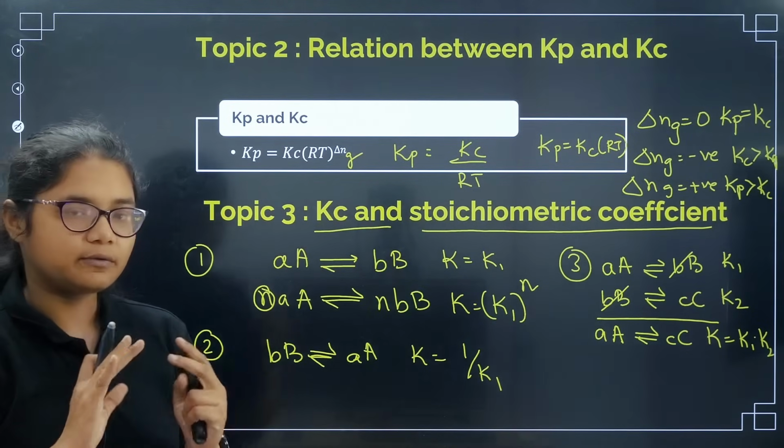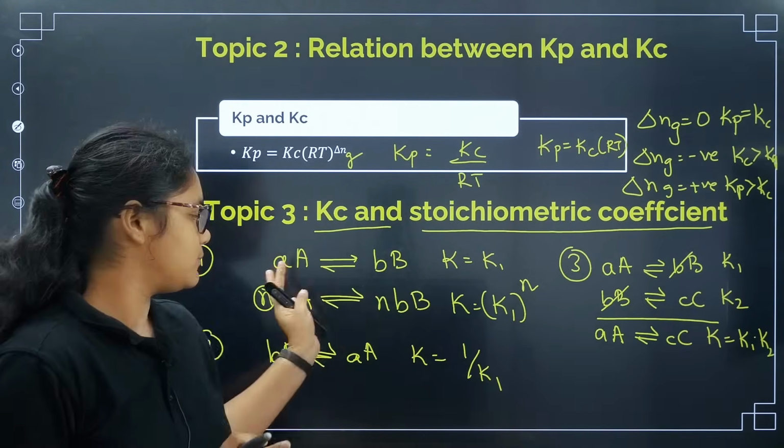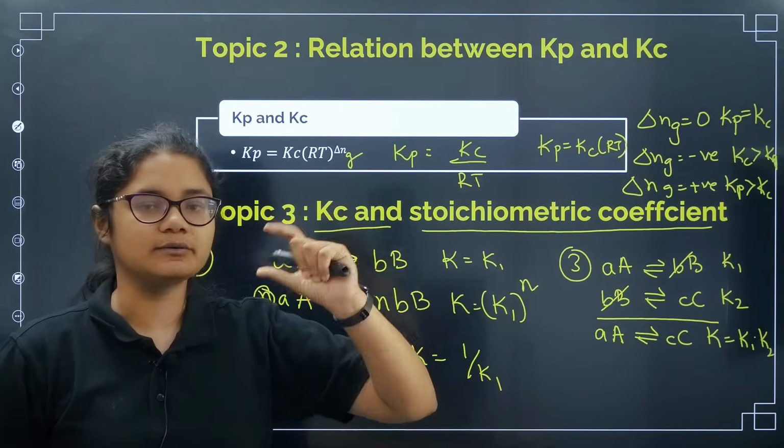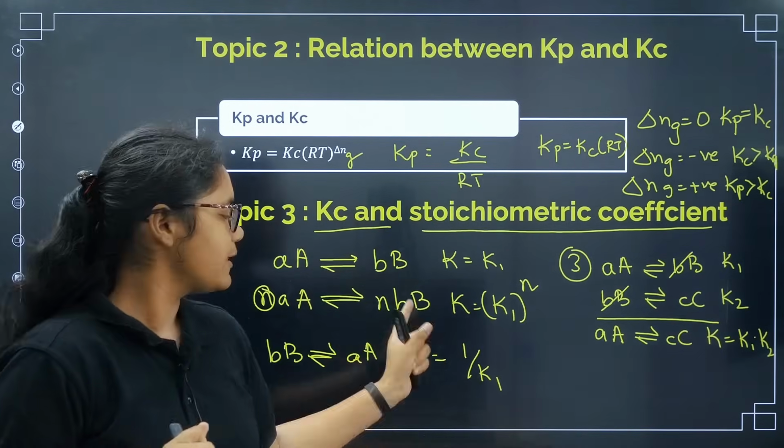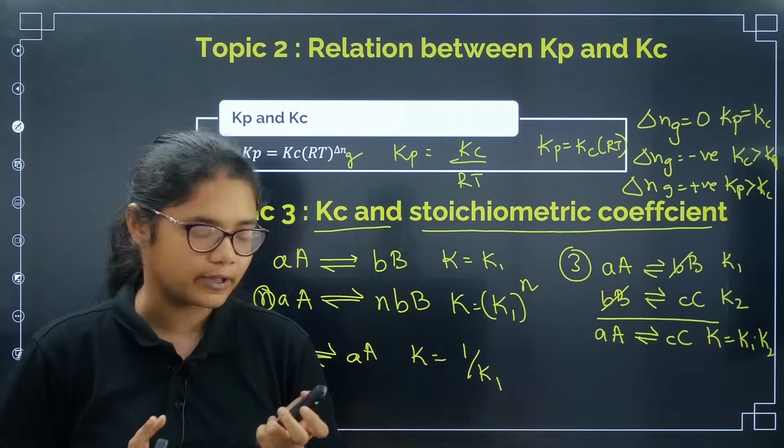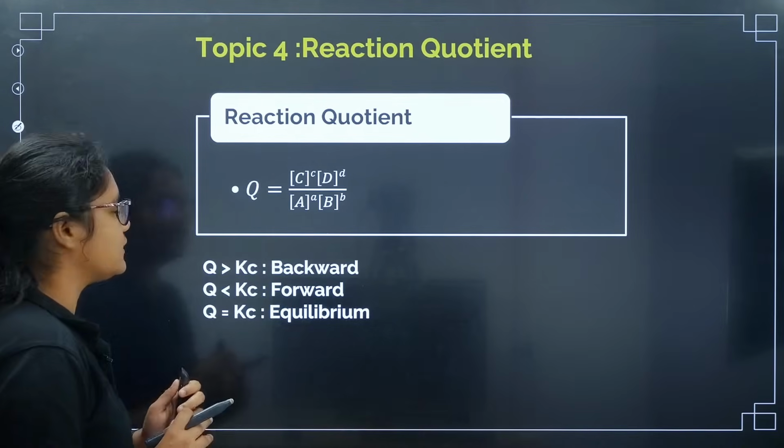Okay. From here, questions are asked. They will give you two equations and you have to find the K value. So, you have to remember what is done. If you can derive the relation between the two reactions, then you can easily solve this question.